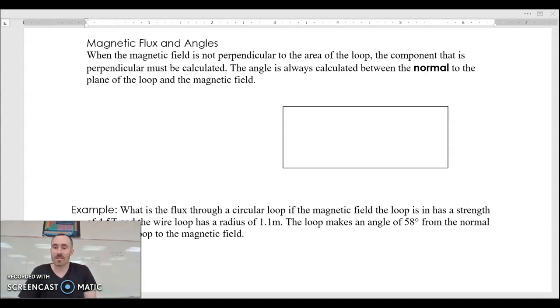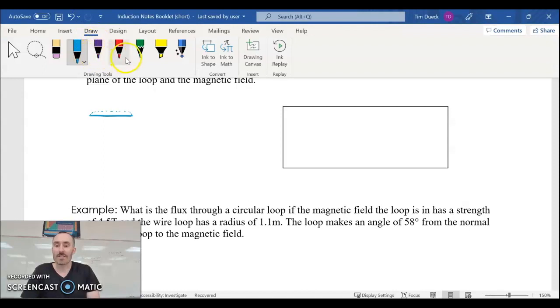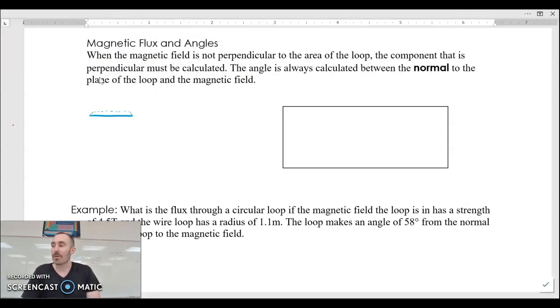So here's our situation that we find ourselves in. We're looking at the edge of the loop right here, so it's going off into the distance there. Here's our loop, but we're looking right at the edge of it. So we're going to draw a reference line on this loop called the normal line. Right there. So remember the normal force.